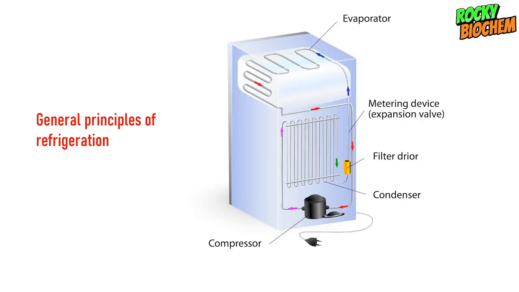Let's consider this refrigerator. When you consider your refrigerators at home or even at workplaces, they normally have two compartments. We have the freezer and then the normal fridge region.